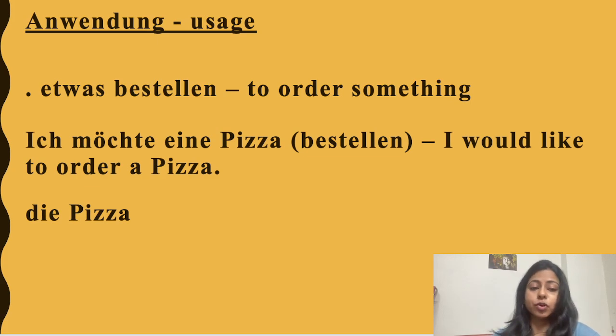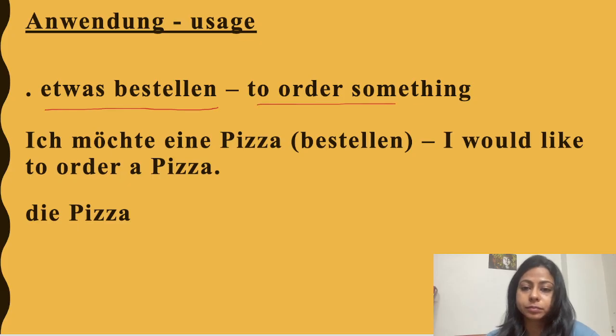The second use of möchten is when you are ordering something. Etwas bestellen, to order something. Ich möchte eine Pizza bestellen. I would like to order a pizza. Here in this sentence you could either use bestellen or skip it. Ich möchte eine Pizza. I would like a pizza, or I would like to order a pizza. The article for pizza is die. So the second use of möchten is when you are ordering something.